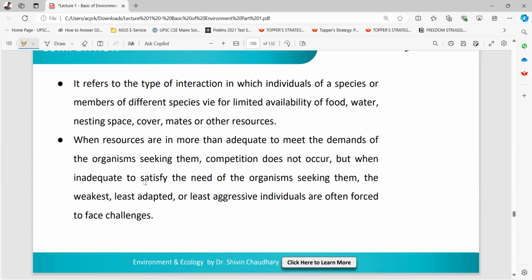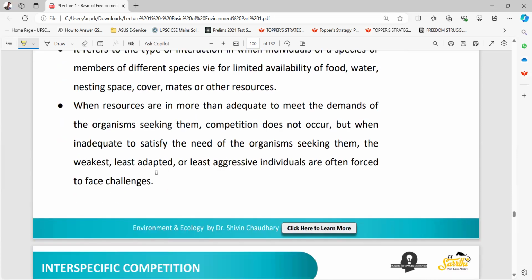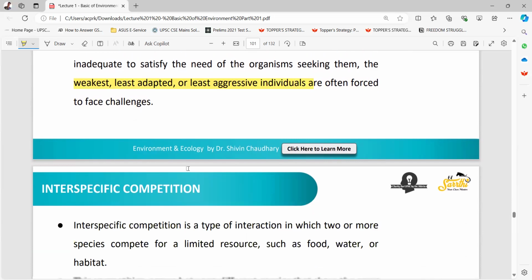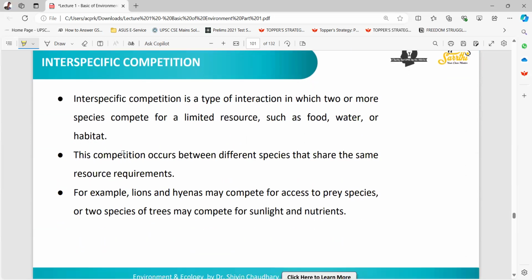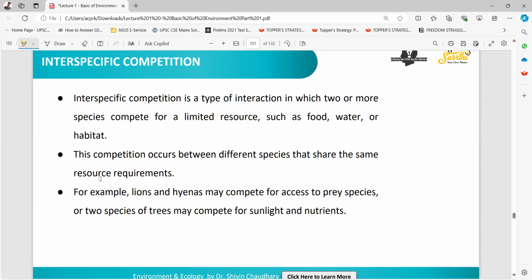But when inadequate to satisfy the need of the organism seeking them, the weakest, least adapted, least aggressive individuals are often forced to face challenges. Interspecific competition. Interspecific competition is a type of interaction in which two or more species compete for a limited resource, such as food, water, or habitat. This competition occurs between different species that share the same resource requirements.